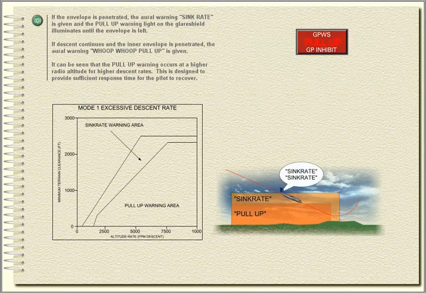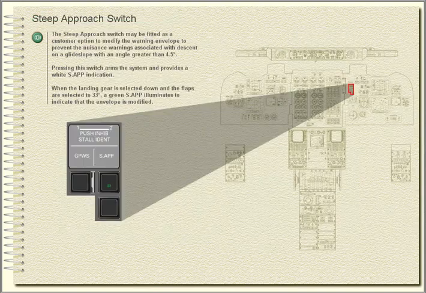Sink rate. If descent continues and the inner envelope is penetrated, the oral warning "Whoop whoop pull-up" is given. Pull up. It can be seen that the pull-up warning occurs at a higher radio altitude for higher descent rates. This is designed to provide sufficient response time for the pilot to recover.